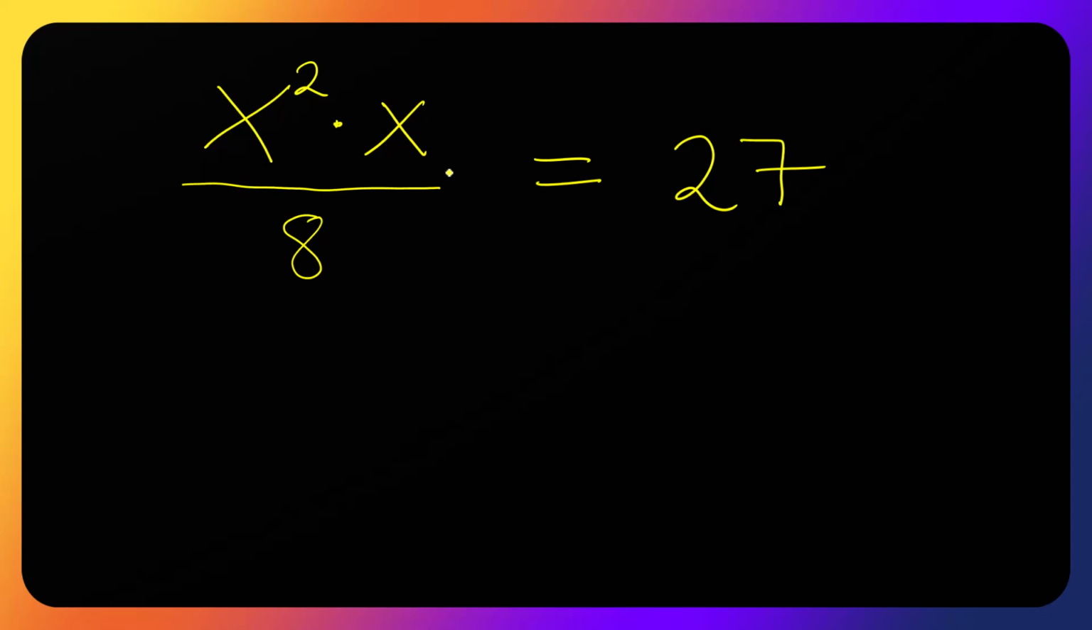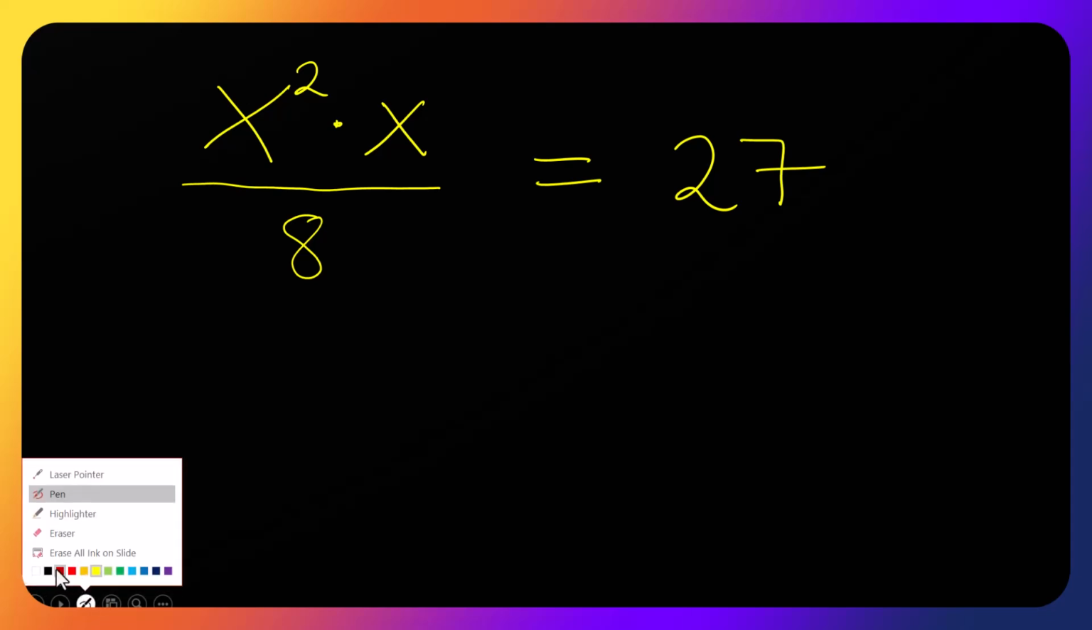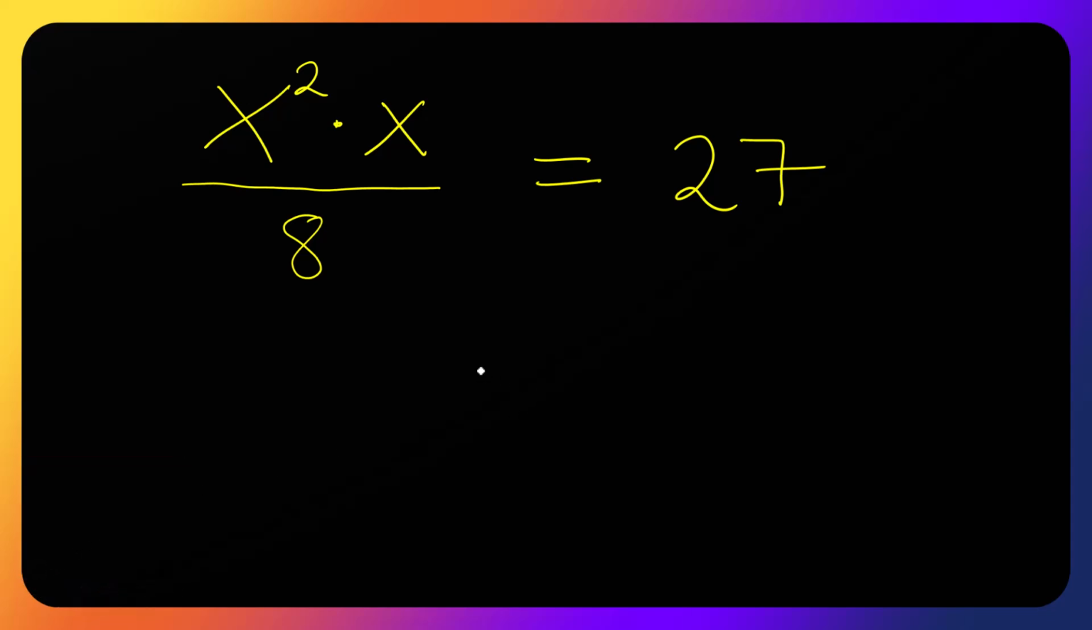How do we solve for x here? So we are given x squared times x over 8 equals 27. Now, first of all, let's look at the numerator, x squared times x.